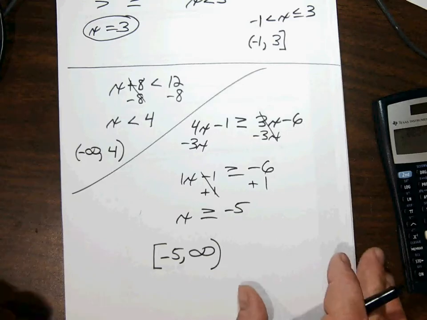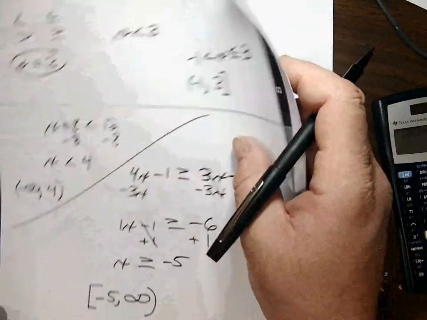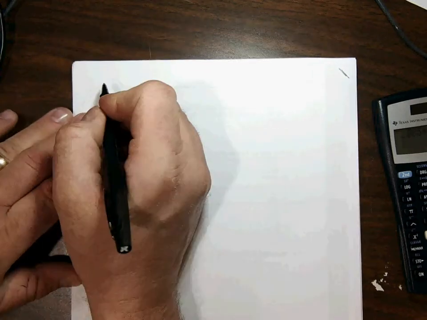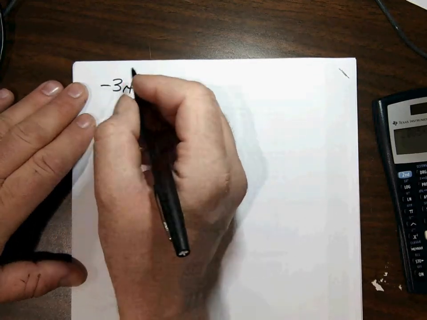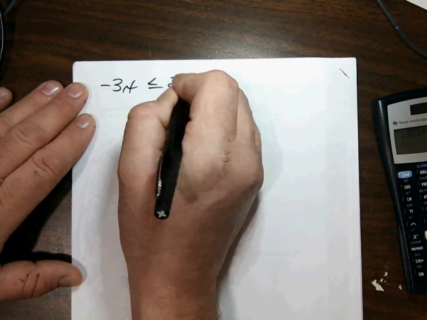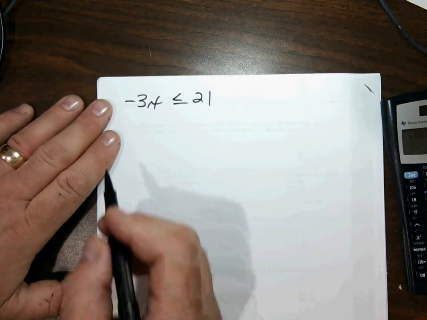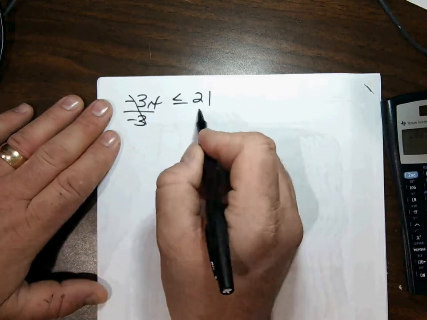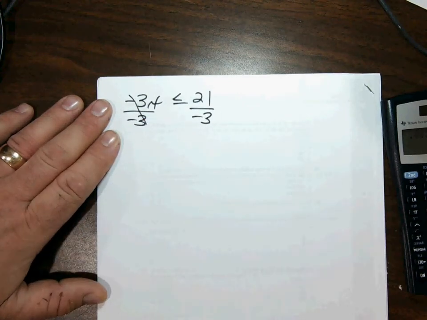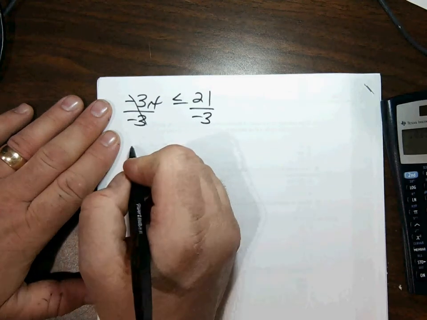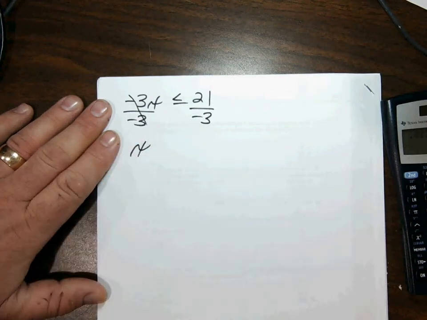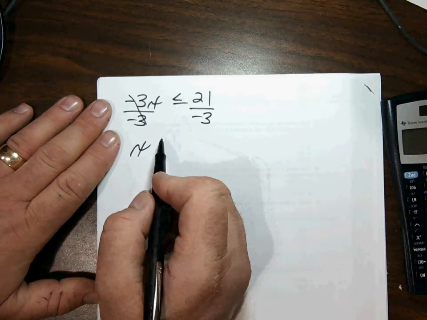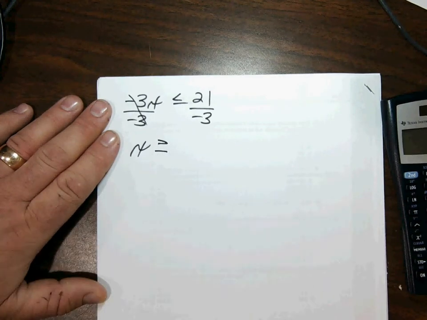The only time you have to worry about a little extra with an inequality is when you either multiply through or divide through by a negative number. Okay, let's look at this one. Negative 3x is less than or equal to 21. I'm going to divide by negative 3. When I divide through an inequality by a negative number, I have to do the old switcheroo on the inequality symbol. It now becomes a greater than or equal to problem.